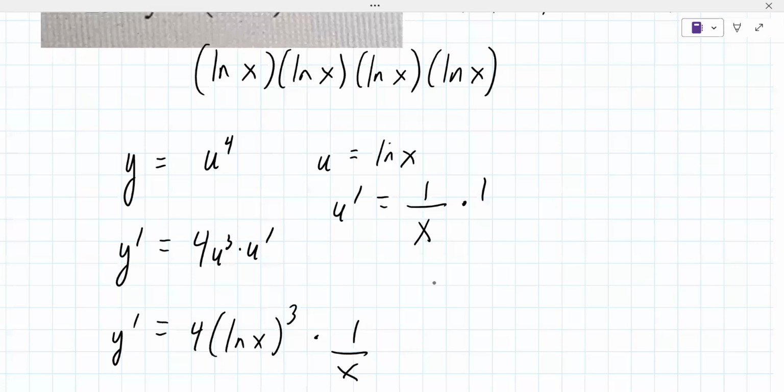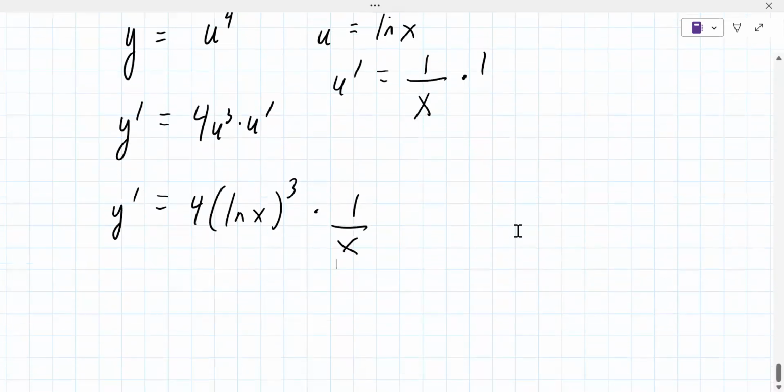And then it would just be like that. That's how you would submit it. I mean, you could clean it up a little bit and put 4 (natural log of x) cubed over x, like that.